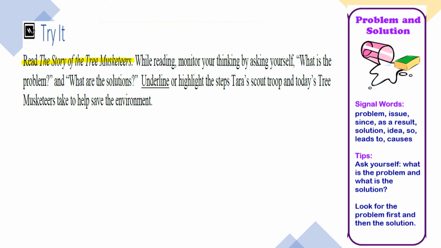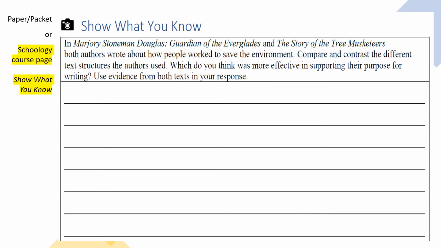Read the story of the Three Musketeers. While reading, monitor your thinking by asking, what is the problem and what are the solutions? Underline or highlight the steps Tara's scout troop and today's Three Musketeers take to help save the environment. You might not be able to underline or highlight, but you might be able to write down your answers on a piece of paper, take notes on another source. I'll go over the show what you know now as well as at the end. Again, paper or packet or directly on Schoology.